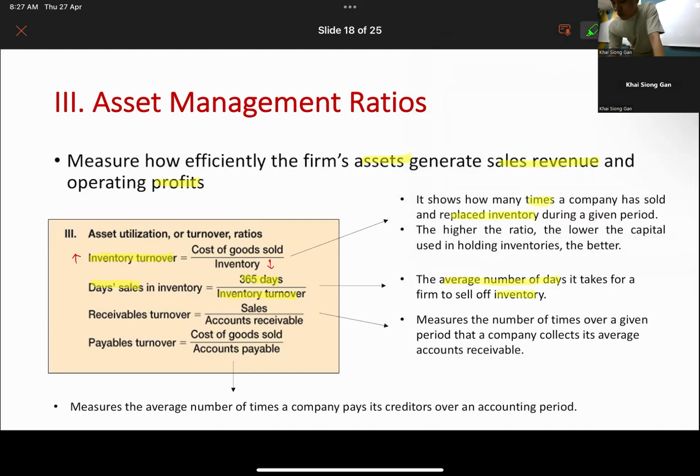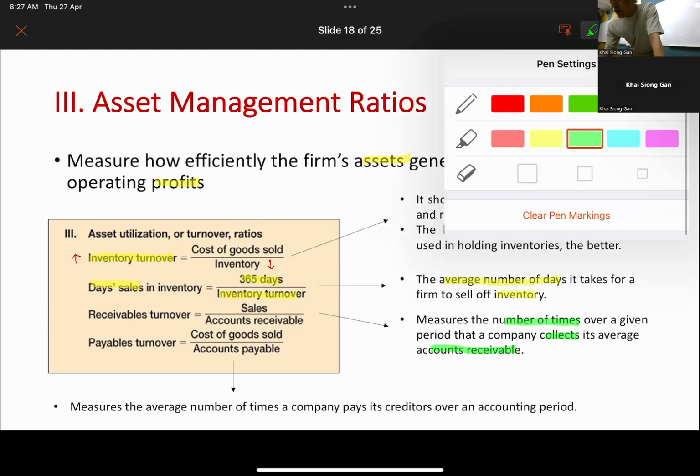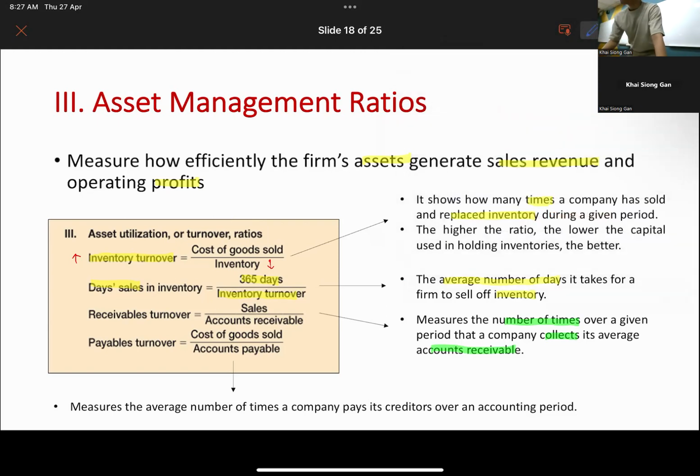So for example, when we look into receivable turnover, this is basically the number of times that a company collects its accounts receivable, from the people who owe money to you. Same thing, if today you keep collecting the money from the people who owe you money, your account receivable will be falling down, correct or not? Your denominator will be falling down. So when the denominator goes down, the entire value will go up. So receivable turnover will become higher.